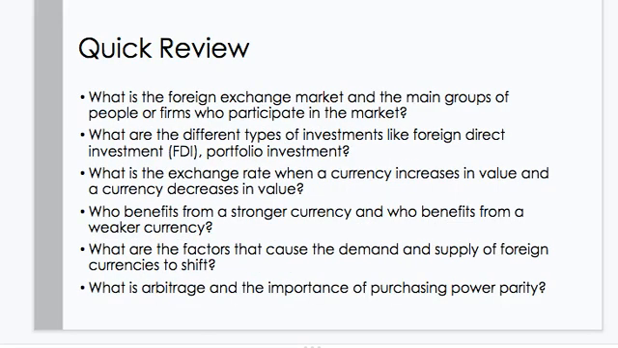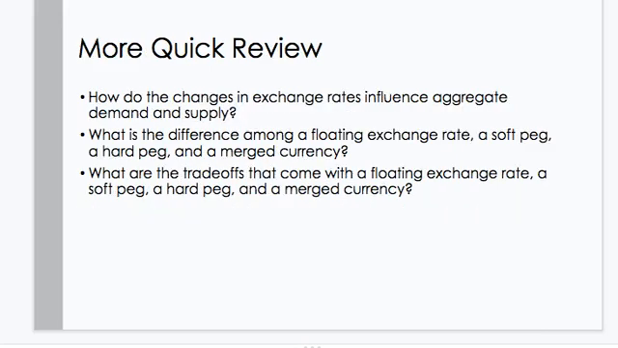Quick review. What is the foreign exchange market and the main groups of people or firms who participate in the market? What are the different types of investments, like foreign direct investment and portfolio investment? What is the exchange rate when a currency increases in value and a currency decreases in value? Who benefits from a stronger currency and who benefits from a weaker currency? What are the factors that cause the demand and supply of foreign currencies to shift? What is arbitrage and the importance of purchasing power parity? How do changes in exchange rates influence aggregate demand and aggregate supply?